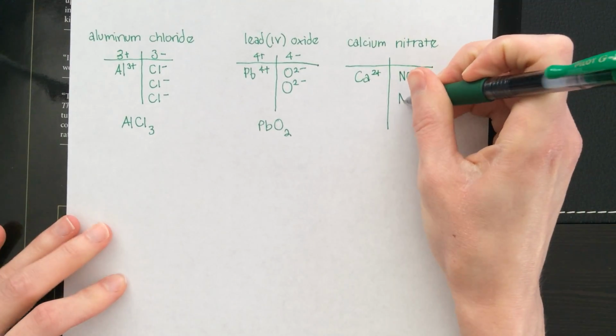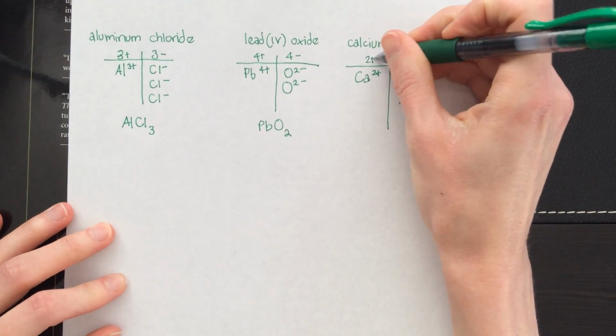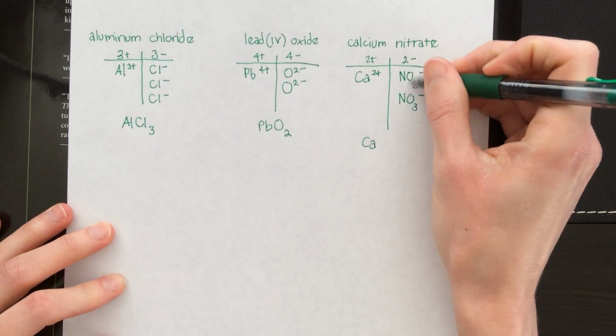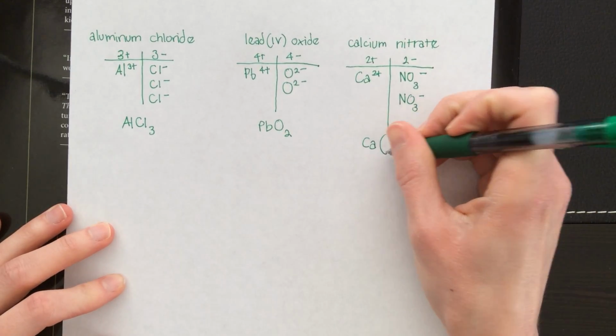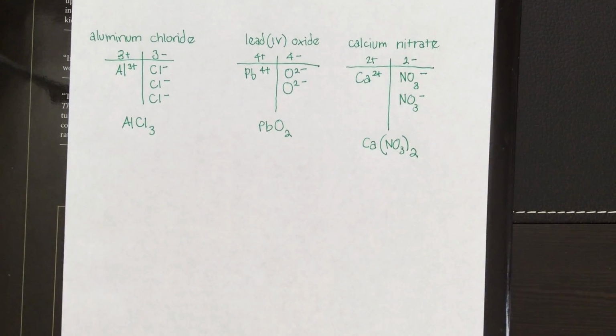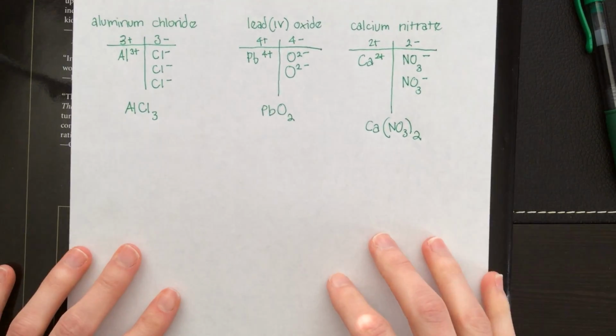And then we need 2 of the NO3 nitrate ion to balance my +2. So I've got +2 and -2. And then to show that I have 2 nitrates, I need to put NO3 in parentheses and put the 2 outside the parentheses. Because if I don't, it's going to look like I have 32 oxygens, which isn't correct.